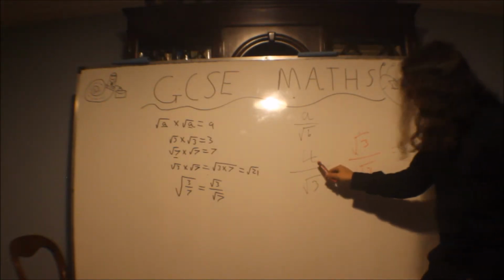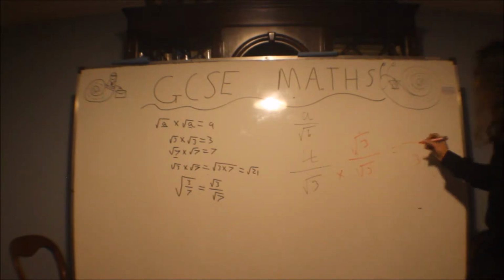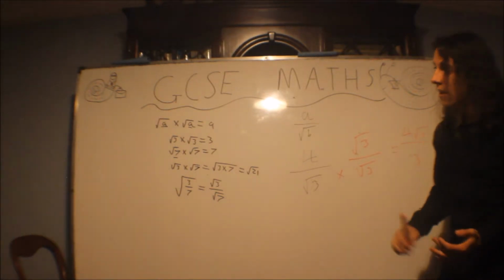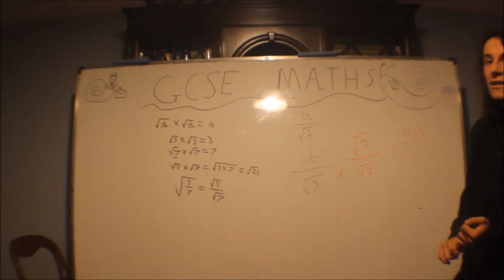And then 4 times root 3 becomes 4 lots of root 3, and then it's a normal denominator, and it is rationalised. And I think that's about as complicated as it gets for surds.